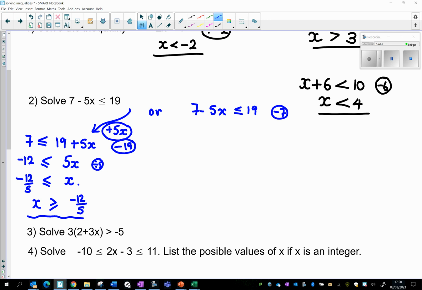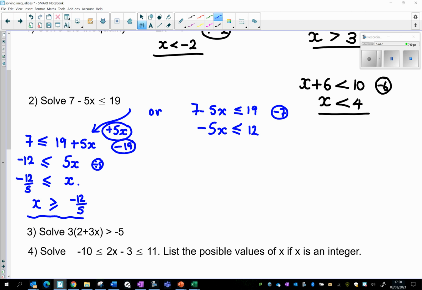Do I need to swap the inequality sign? No, I don't, because I've subtracted 7 from both sides. Leave it as it is. So this is going to stay pointing in the same direction. Take away 7 from the left, and I'm left with minus 5x. Take away 7 from the right, and I am left with 12.